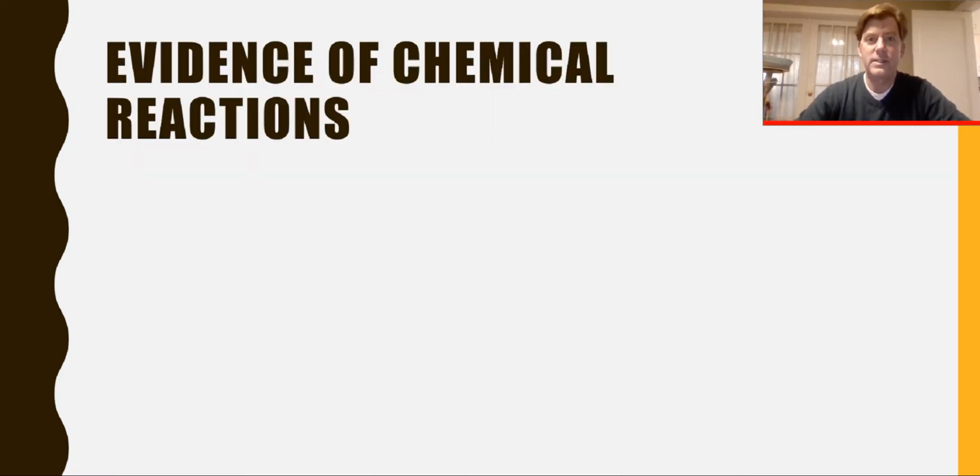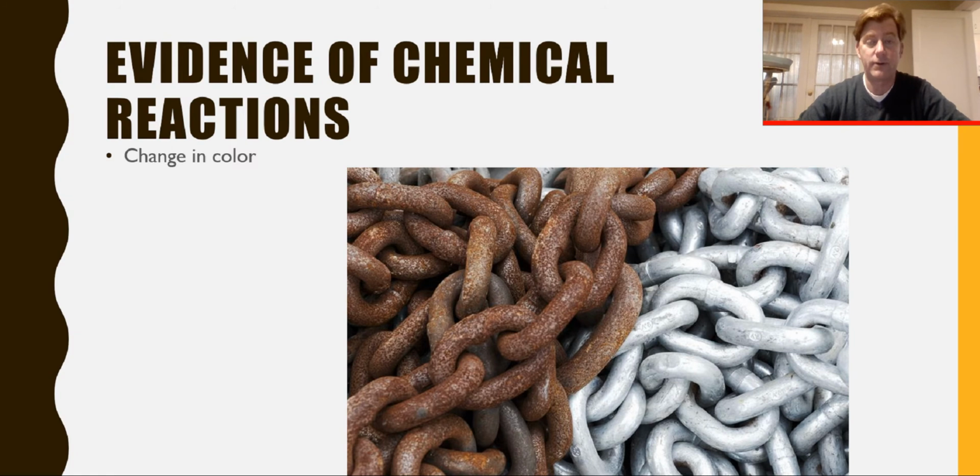So, evidence of chemical reactions, things to look for. A change in color is a really good indicator of a chemical reaction. With the burning of the paper, that was a good example. You see color change happen with the paper, and texture change. All those things look different because it is something different.